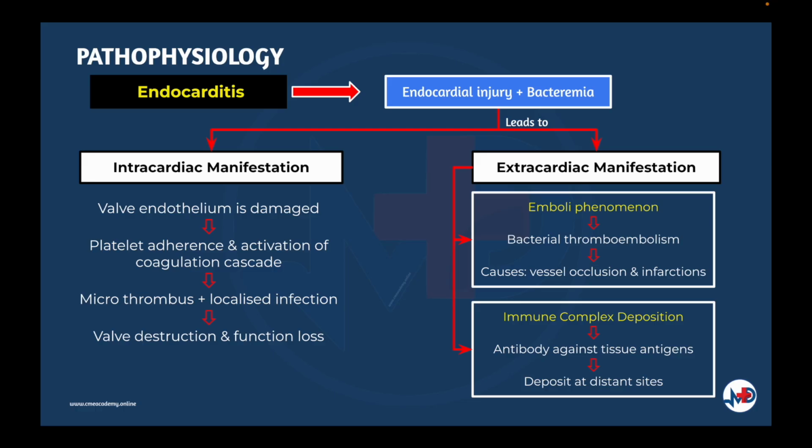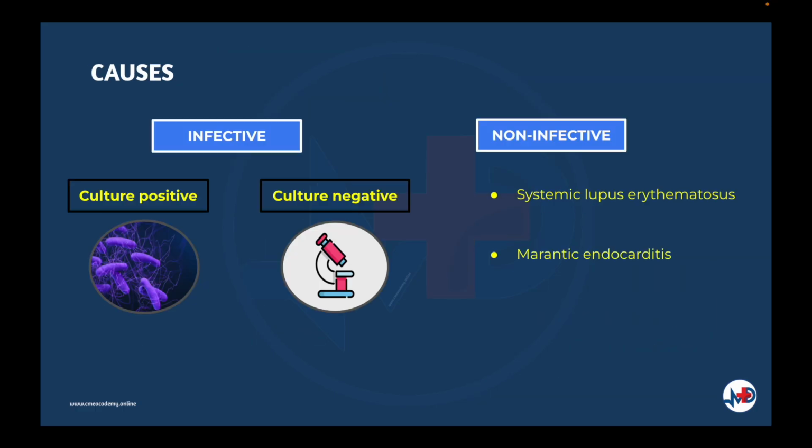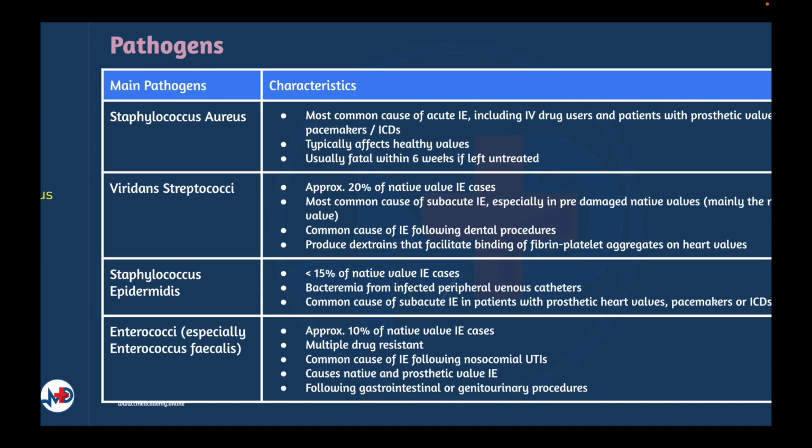and finally tissue injury. As we move on to the causes of endocarditis, they are largely divided into infective and non-infective causes. Infective causes are further divided into culture-positive and culture-negative endocarditis. Among the non-infective causes of endocarditis include systemic lupus erythematosus or Libman-Sacks endocarditis and malignancies such as marantic endocarditis.